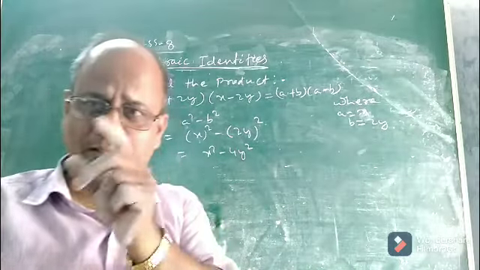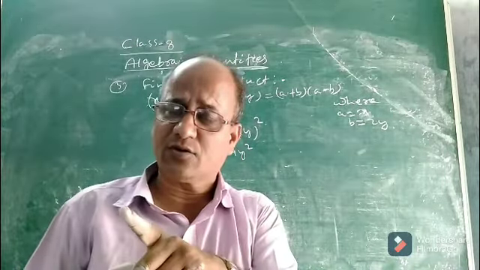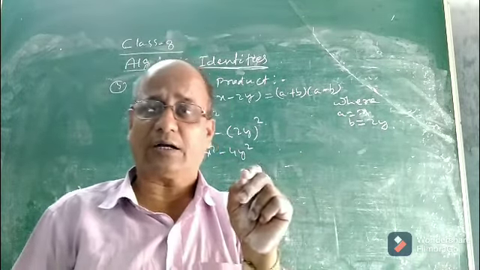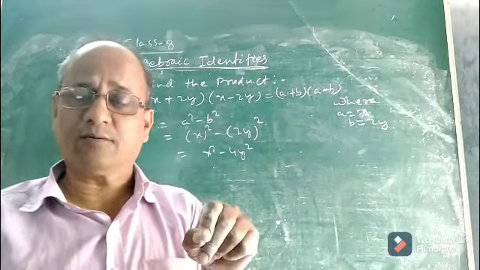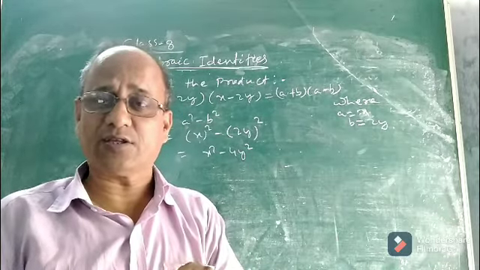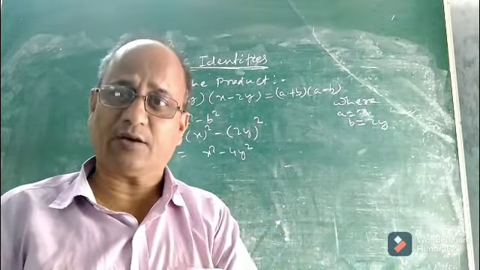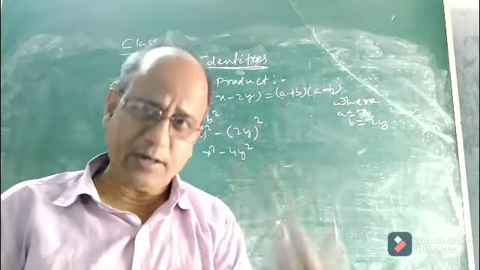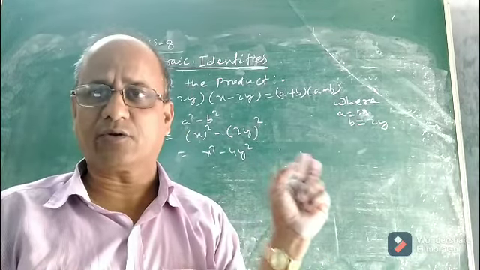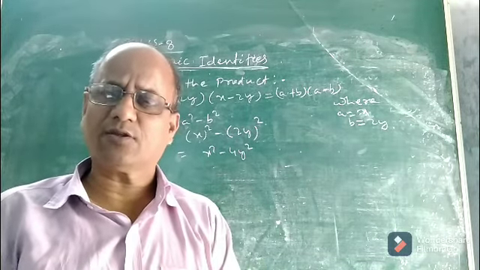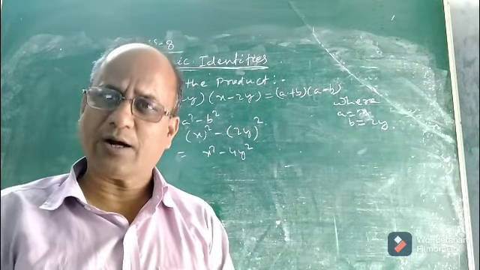So for finding the product, we use the third identity. The first two identities we use for expansion, to expand algebraic expressions which are in the form of a plus b whole square or a minus b whole square, and for evaluating or computing the square of any number. So these are some of the applications, and we will discuss more applications about identity 4 and 5 in the next class.